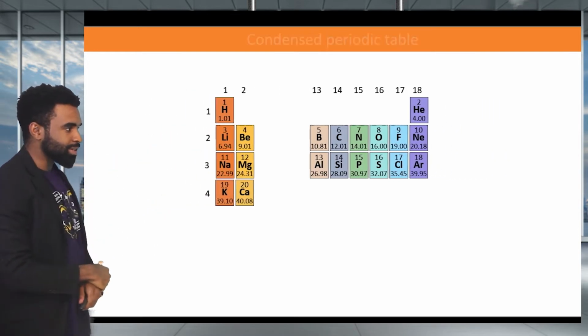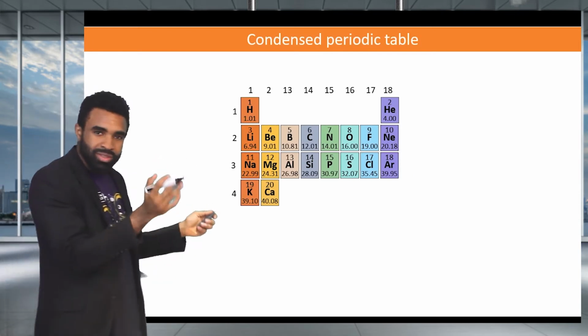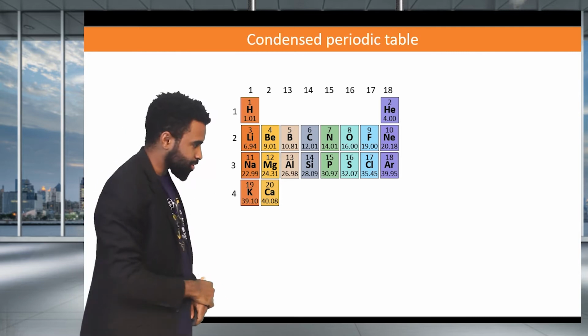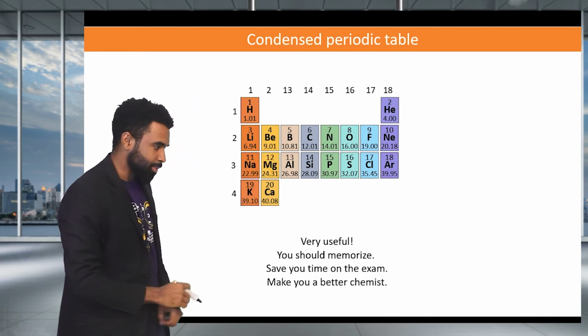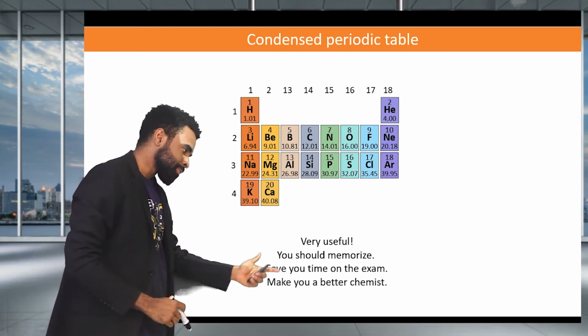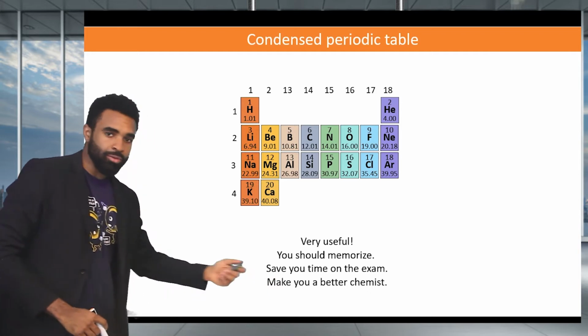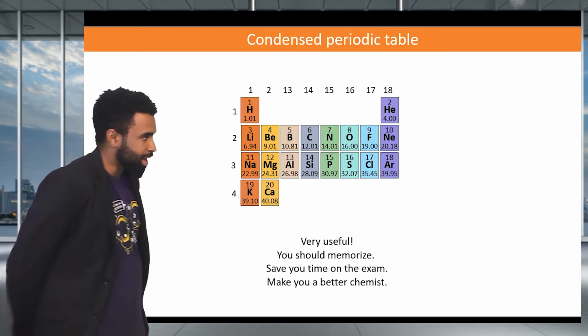And then we can squeeze that together and we end up with the first 20 elements of the periodic table, which is most of what you do in chemistry at this level. This first 20 element periodic table is very useful. I recommend all chemistry students memorize it because it will save you time on the exam and it'll make you a better chemist. So I'm going to give you now a way to do that memorization.